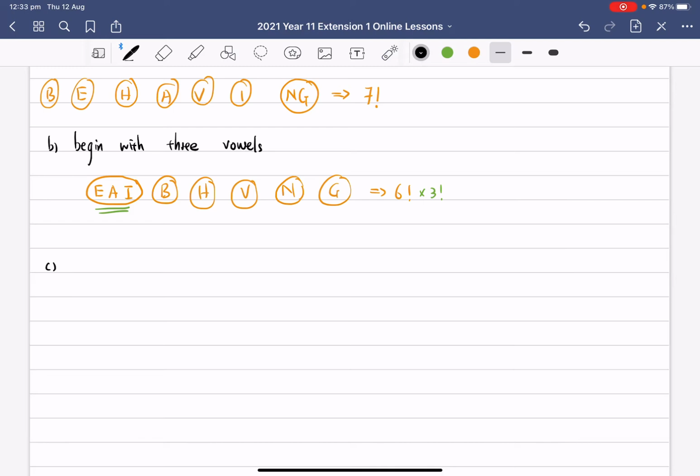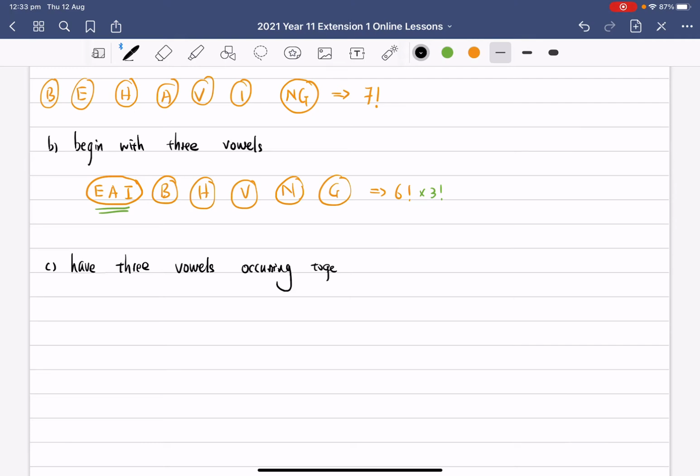Now for question C, it says having 3 vowels occurring together. Oh, that's interesting. I think I've made a mistake with the previous question. I'll talk about it in a minute. Have 3 vowels occurring together.